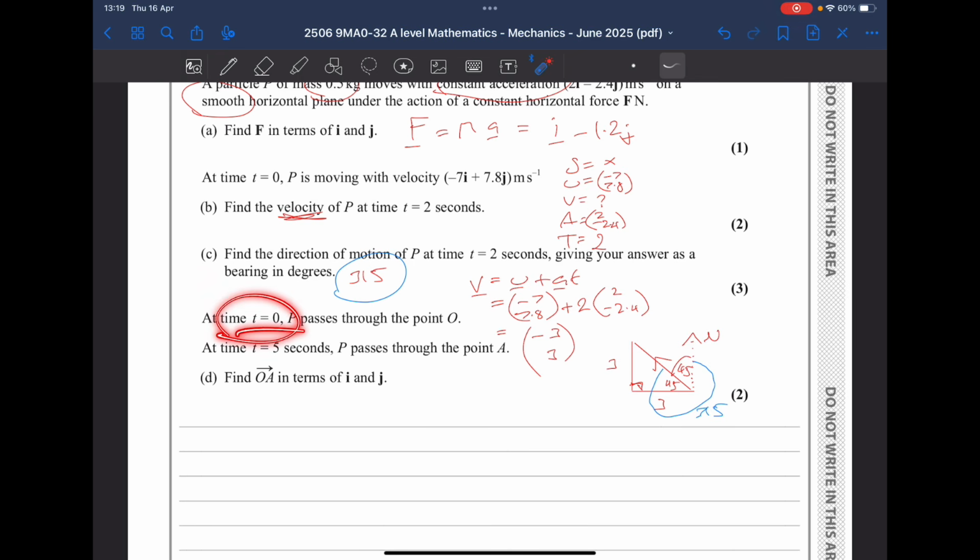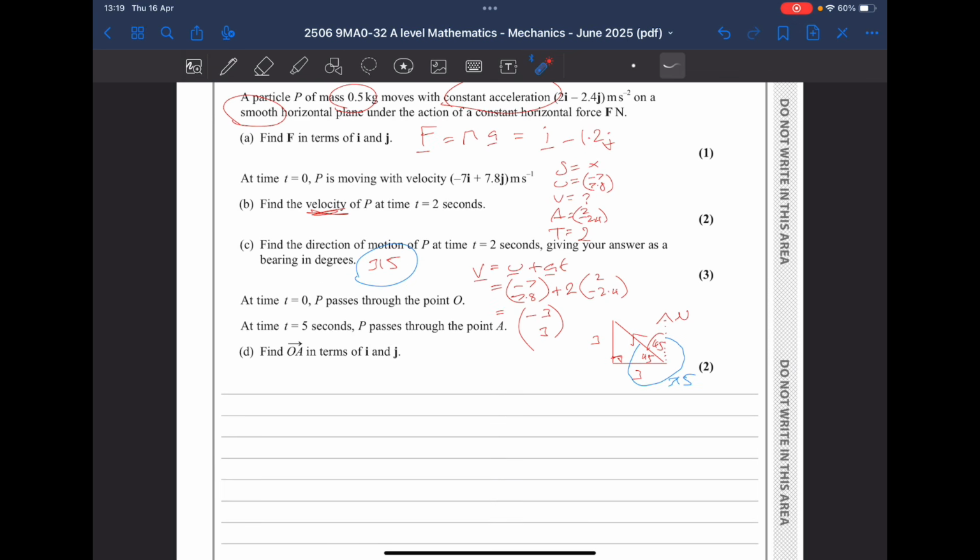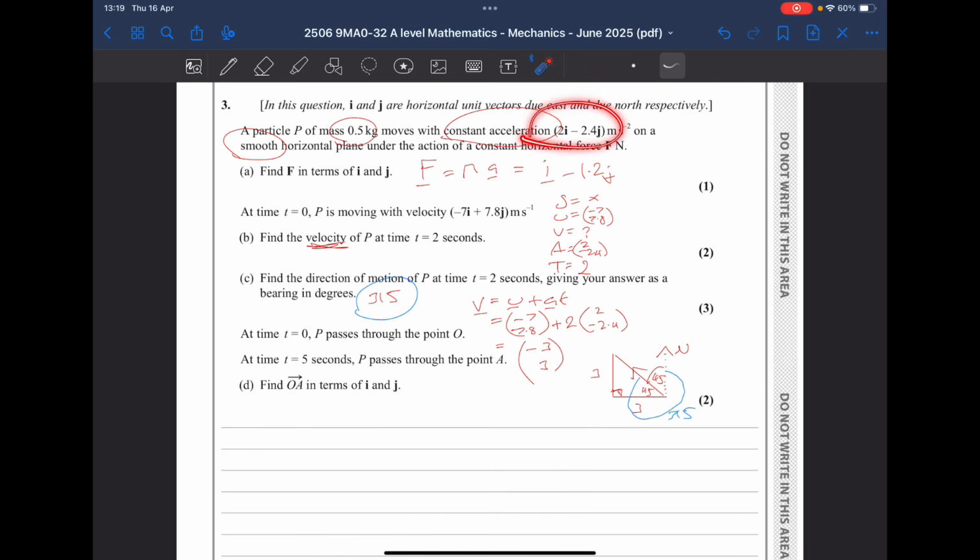So at start of time, P passes through the origin. After 5 seconds, it is at point A. Find the vector from O to A. So basically, where is our particle after 5 seconds? What do we know about it? We know it's constant acceleration. So basically, it's find the displacement.